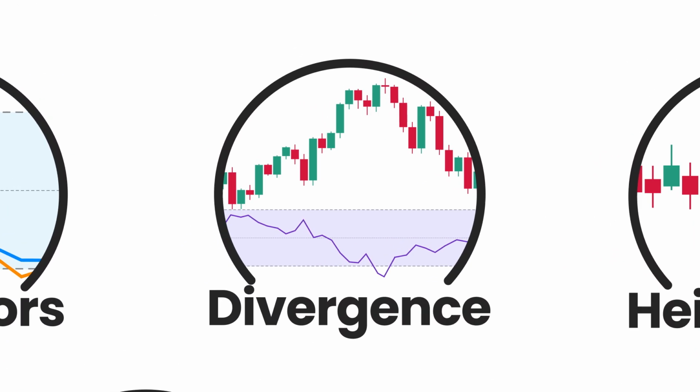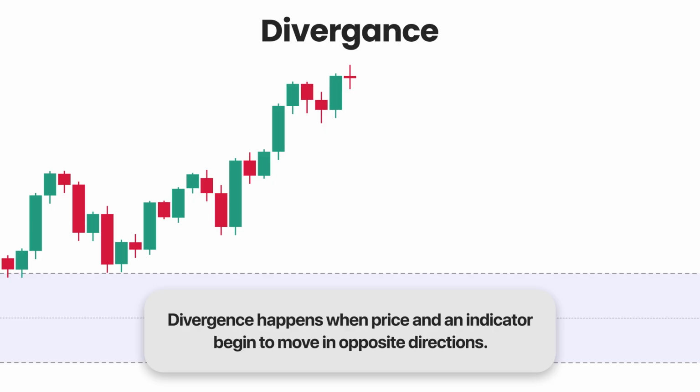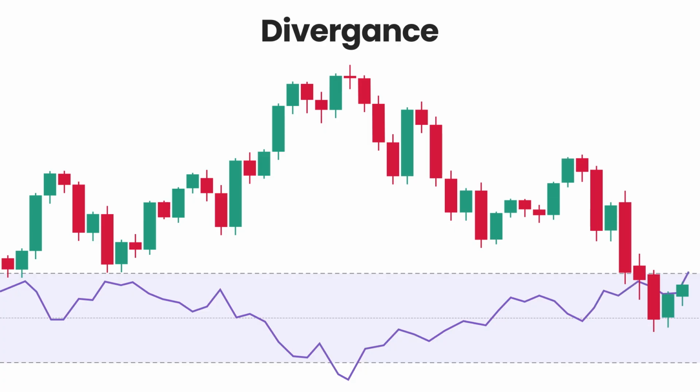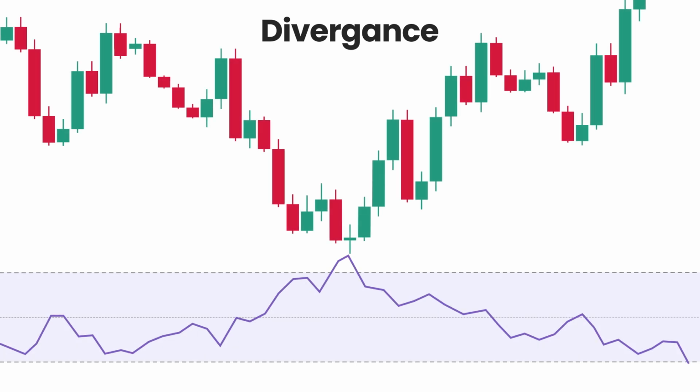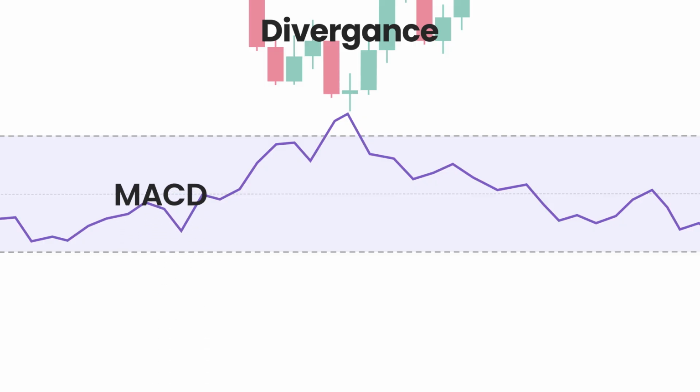Divergence. Divergence happens when price and an indicator begin to move in opposite directions. For example, if price is making higher highs but the indicator is making lower highs, that could be bearish divergence. This may suggest that momentum is weakening even though price is still rising. The same idea works in reverse for bullish divergence. Traders often use divergence with indicators like MACD, RSI, or stochastic to anticipate possible reversals.